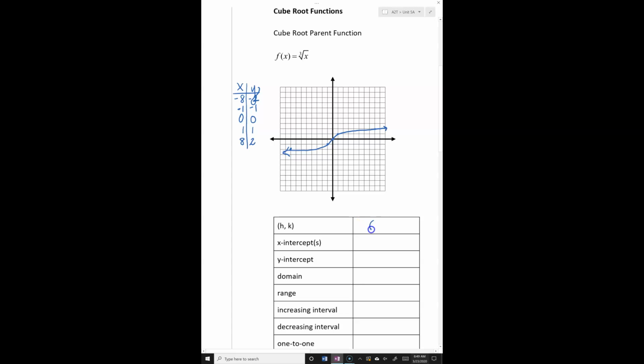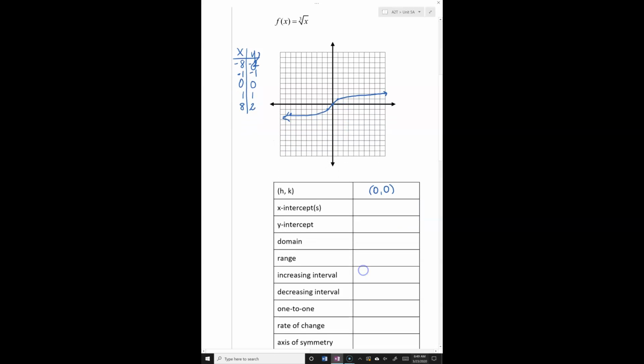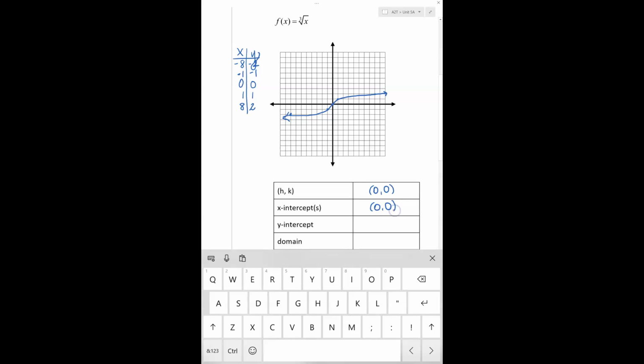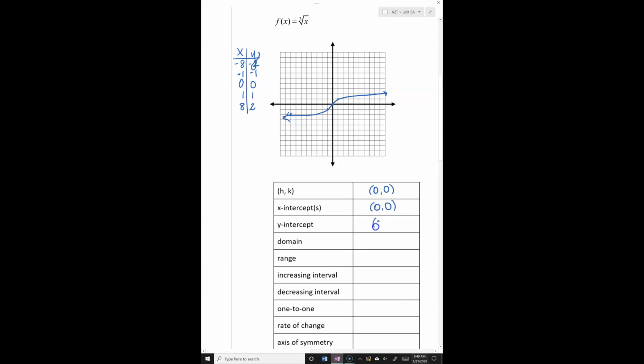Okay, every parent function's hk is 0, 0 because there aren't any horizontal or vertical translations. The x-intercept is 0, 0. The y-intercept is 0, 0. The domain, all real numbers. And the range also is all real numbers, which is the same as its inverse. Even though by definition they switch, they are all real numbers.